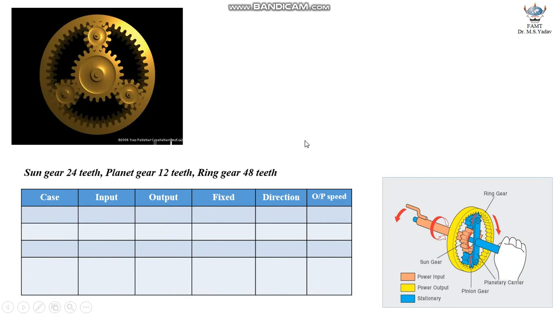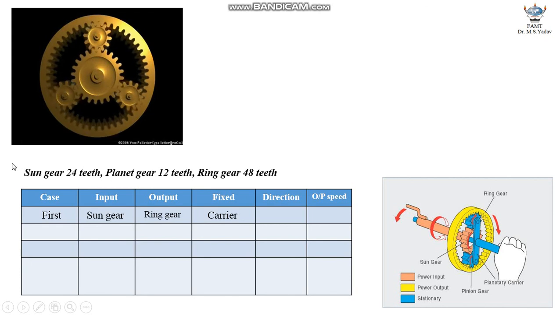Here is the first case. Carrier is fixed. So the planet gears can only move around their own centers of rotation. However, they can't move upon and around the sun gear. Sun gear will be the driver and output motion will be taken from the ring gear. Now let's give one anti-clockwise rotation to the sun gear, and this is how the arrangement will work.